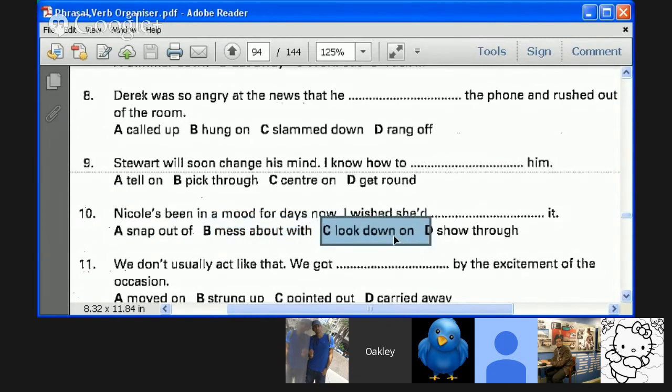Look down on, okay, the opposite is look up to. You look up to someone, you admire them, you idolize them. If you look down on them, you feel superior to them, you feel they are inferior to you, and subordinate to you. So if you look down on someone under you, who you think is under you socially or otherwise.